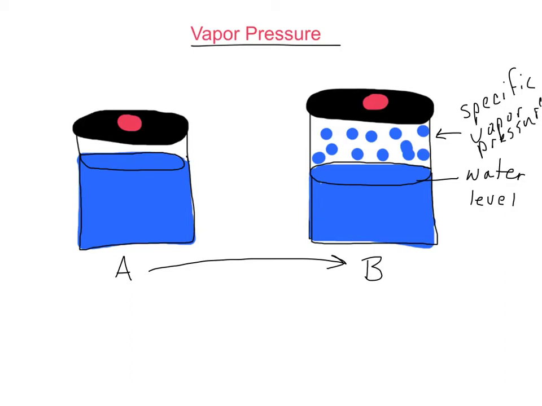Okay, this is known as equilibrium. It's reached equilibrium. In other words, the water coming out of solution into vapor and the water going from vapor into solution are equal. That's why I get a constant water level. It's reached an equilibrium.